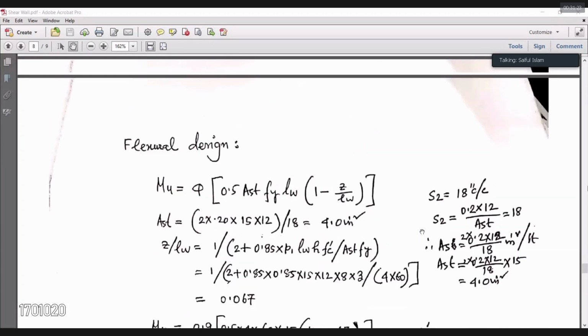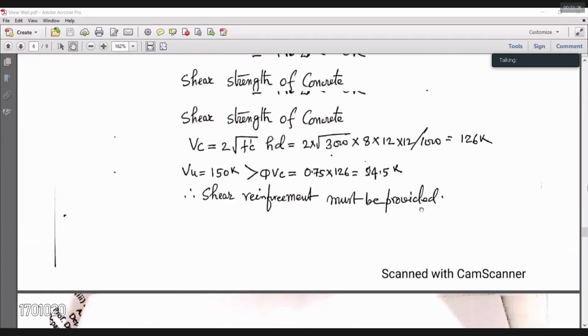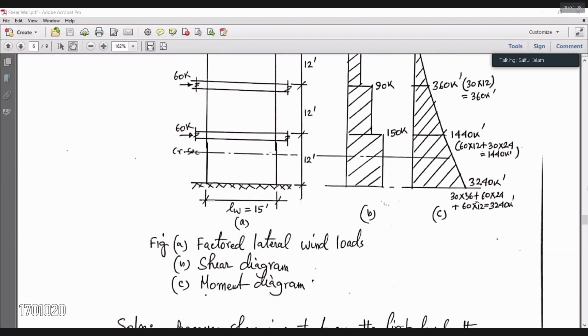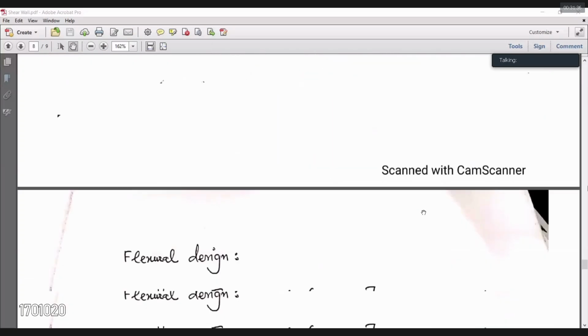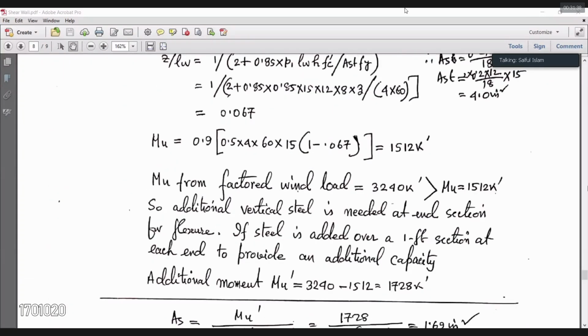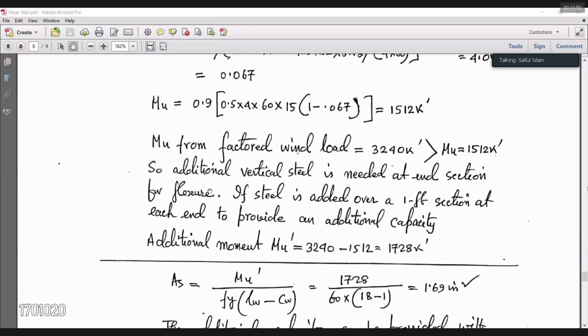But if you see the bending moment diagram, at the base the moment developed is 3240 cubic feet. So with the vertical steel we can accommodate up to this amount of moment, 1512 cubic feet. So for the remaining moment you have to provide flexural steel. The MU from the factored moment is 3240 cubic feet, greater than MU equal to 1512 cubic feet. So additional vertical steel is needed at the end section for flexure.